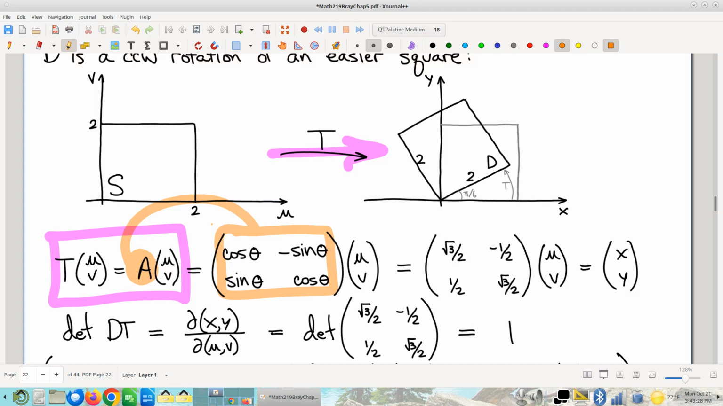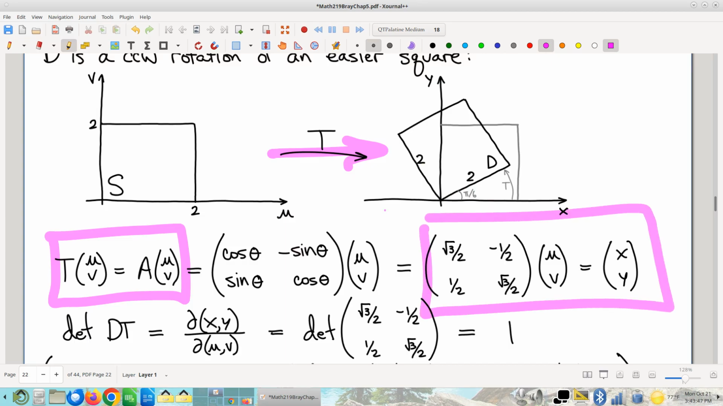Okay. Okay, yeah, and then recognizing that our angle is pi over 6, this becomes that there. So all together then, our linear transformation is given by this algebra right there. And it gives x and y as functions of u and v. Everybody on board?